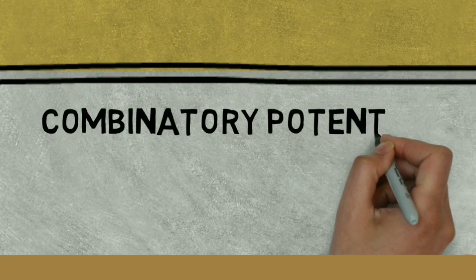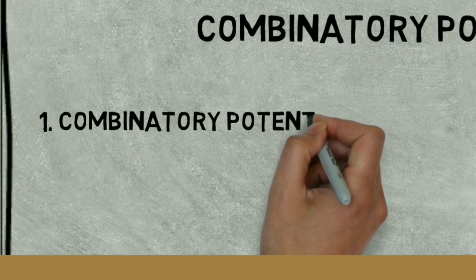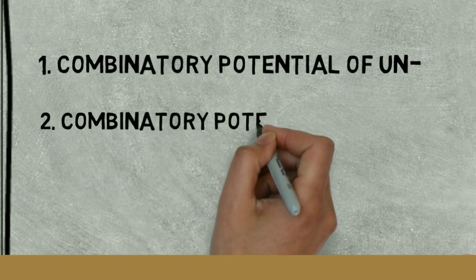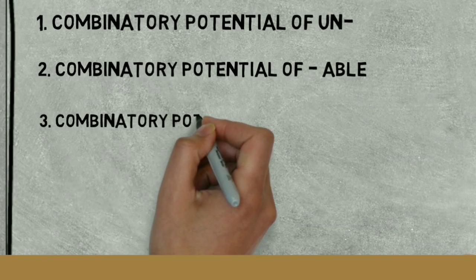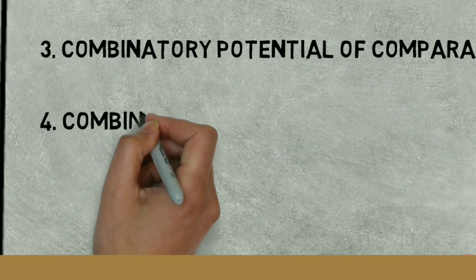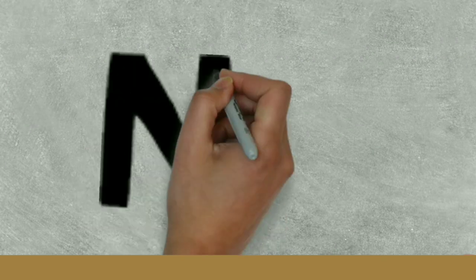These are examples of combinatory potential. The combinatory potential of un is un plus adjective. The combinatory potential of able is verb plus able. The combinatory potential of comparative er is adjective plus er. The combinatory potential of full is noun plus full.